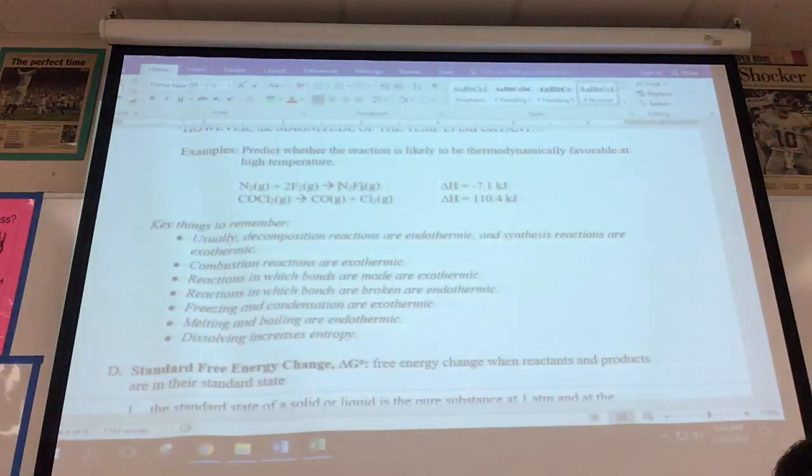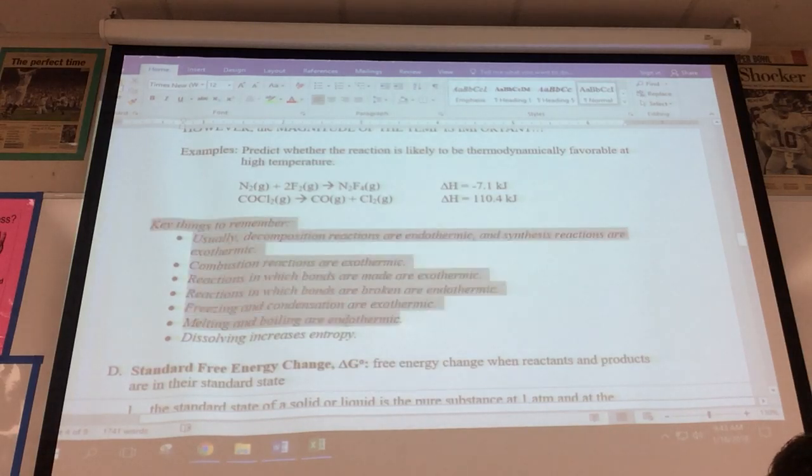As we've said before, and we've drawn it out diagrammatically, here is just some indications of things we've talked about. Typically, decomp reactions are endothermic, synthesis are exo. Combustions are always exo. When you make bonds, you are synthesizing, exothermic. When you break bonds, endothermic. Freezing and condensing are always exo. Melting and boiling are always endo, and we talked about this last time.